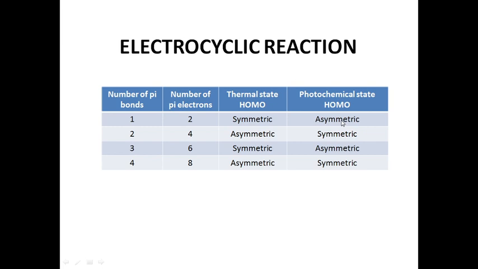Similarly, we can make a list like this. If you have 2 bonds, 3 bonds, 4 bonds, correspondingly with 4, 6 and 8 electrons each, the HOMO becomes symmetric, asymmetric, symmetric and asymmetric. So it is alternative. If you just remember one, you can find out the others. Okay, you should remember that for one bond, 2 pi electrons, the HOMO becomes symmetric.